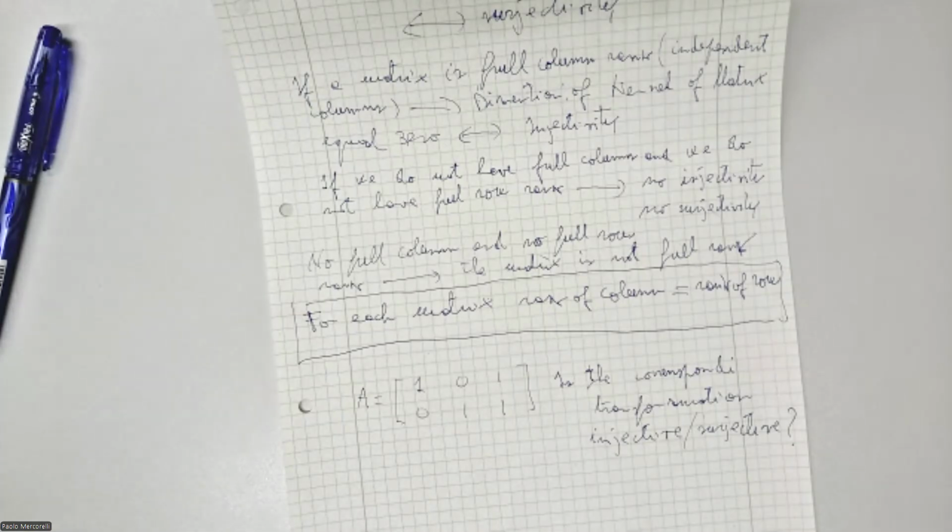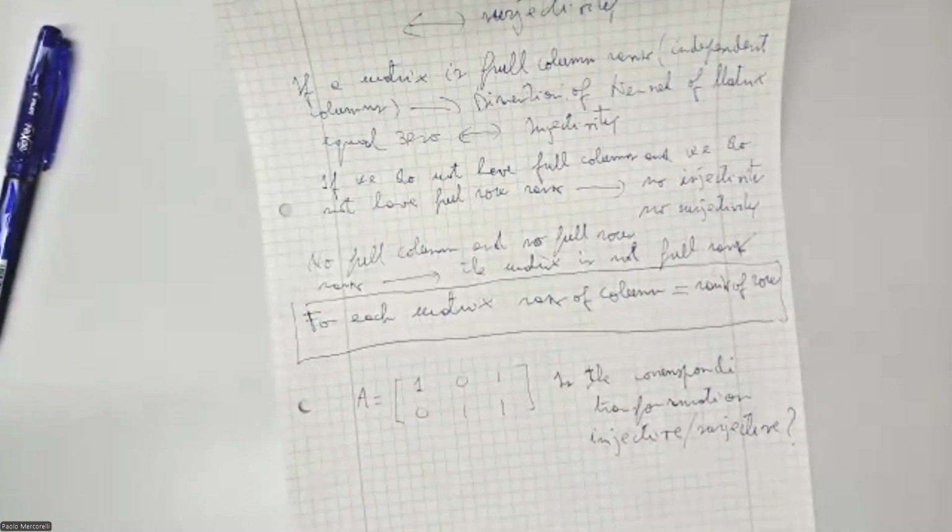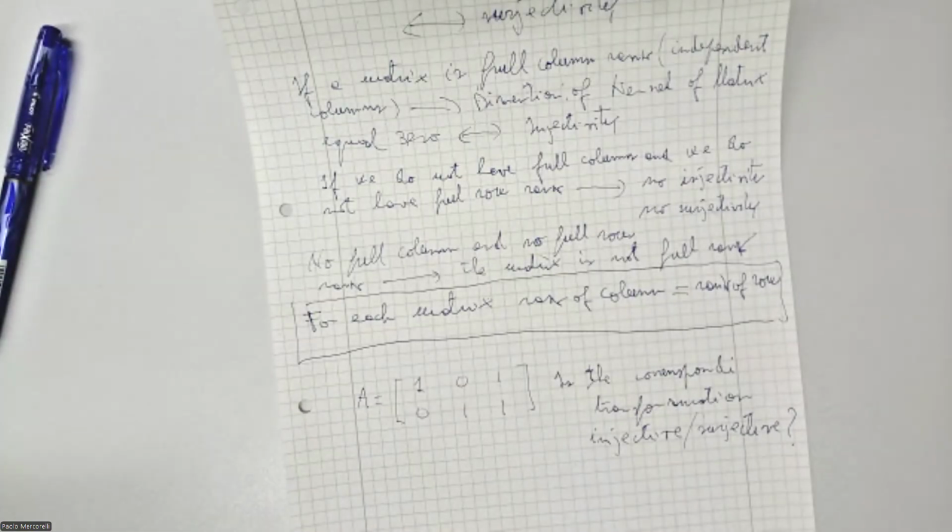Now, if the dimension of the kernel is 1, we have the surjectivity, because we have the dimension of the image equal to the dimension of the codomain. The dimension of the codomain is the number of rows. The dimension of the image is the number of independent rows. We have this difference between image and codomain.